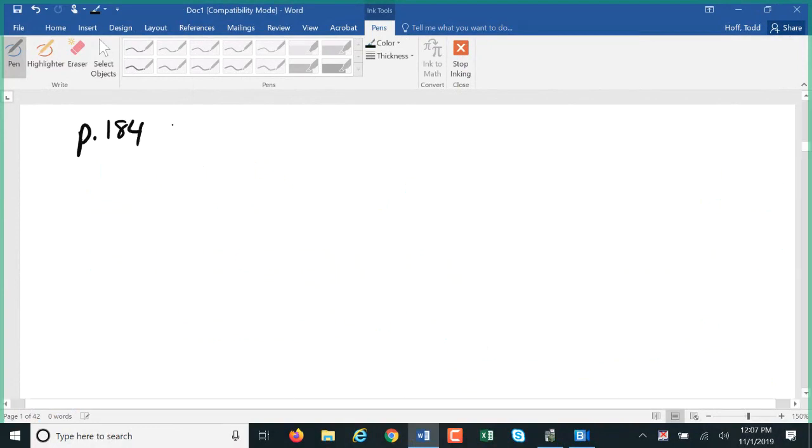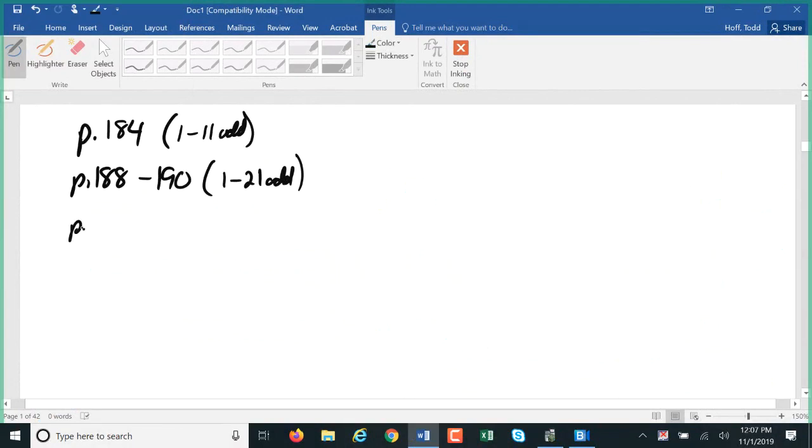Start on page 184, 1 through 11, the odd, just to make sure you've done that one. And that one we looked at last week as well. Page 188 to 190 is the dosages based on weight. We looked at that last week a little bit as well. 1 through 21, the odd. The newest one, based on body surface area, page 196 to 197, 1 through 19, the odds.